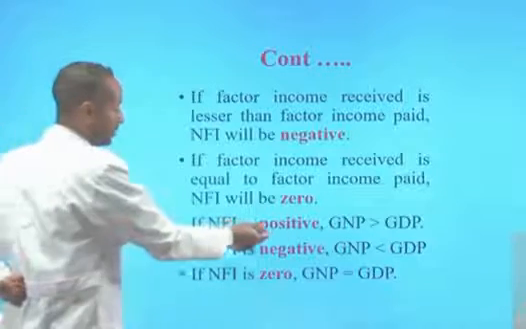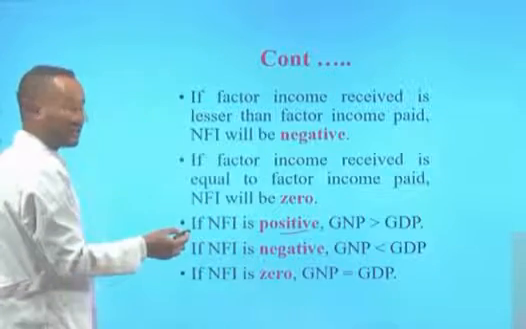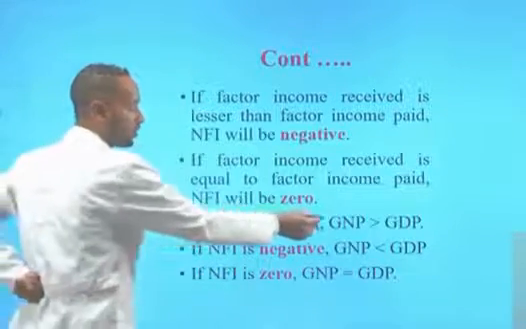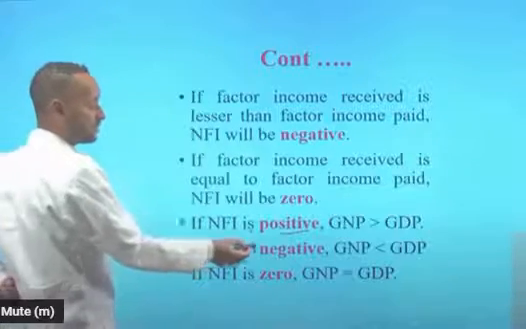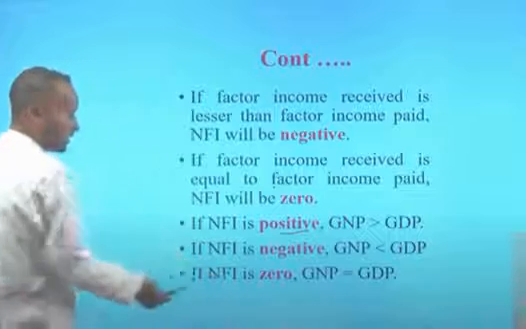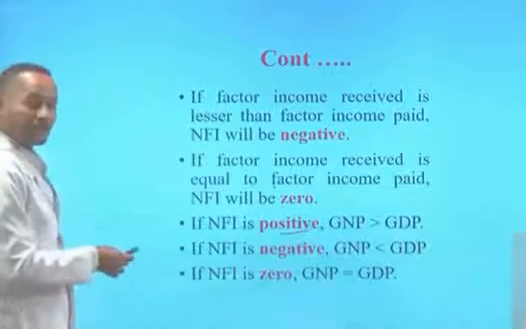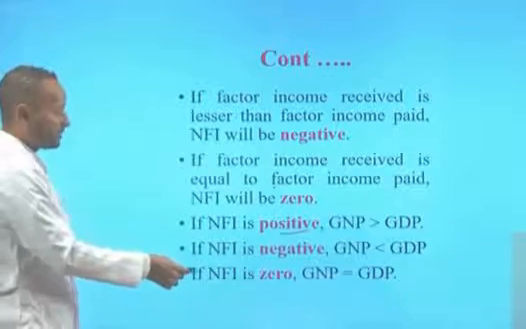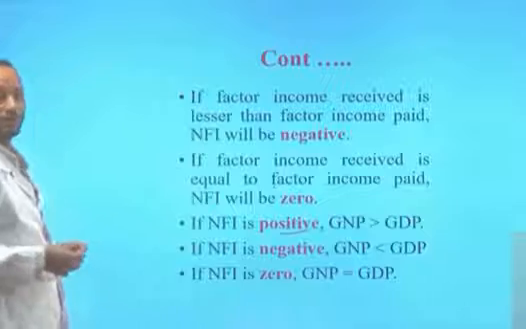If the net factor income is positive, that means if the factor income received is greater than the factor income paid, then GNP is always greater than the GDP. If the net factor income is negative, that means if the factor income paid is greater than the factor income received, in this case, GNP is always lesser than GDP. And if the net factor income is 0, that means if the factor income paid is equal to the factor income received, then the gross national product is always equal to the gross domestic product.